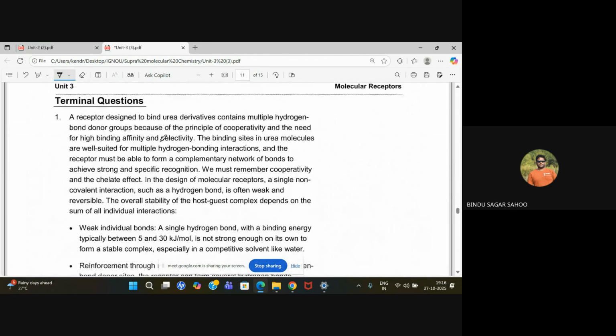Okay, there is no picture. A receptor designed to bind urea derivatives contains multiple hydrogen bond donor groups because of the principle of cooperativity and the need for high binding affinity and selectivity. So urea molecules can form multiple hydrogen bond interactions.